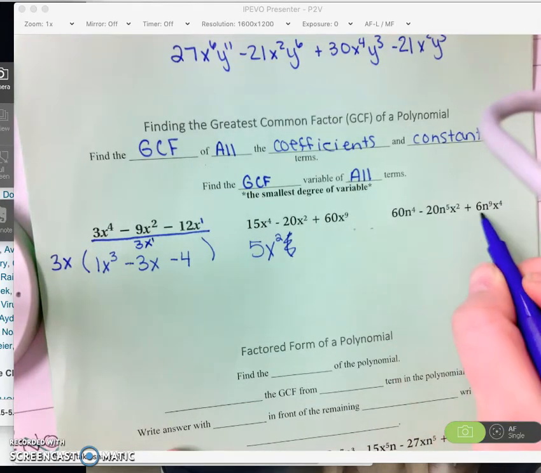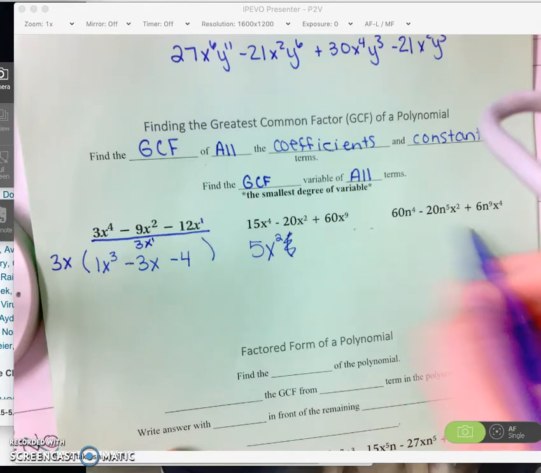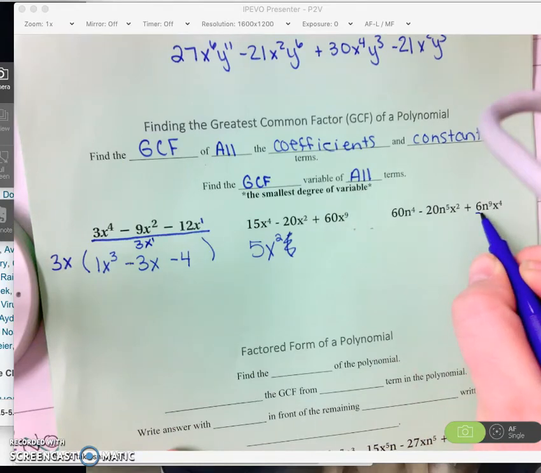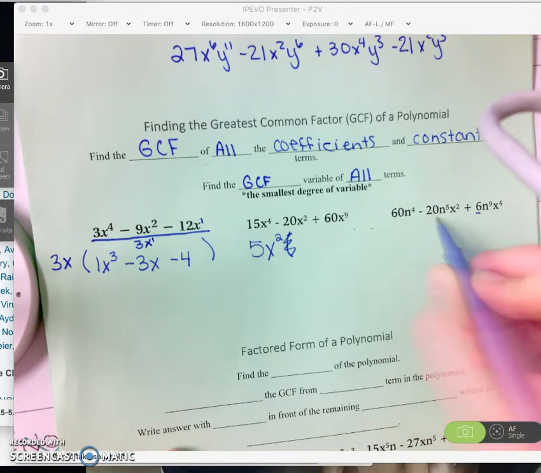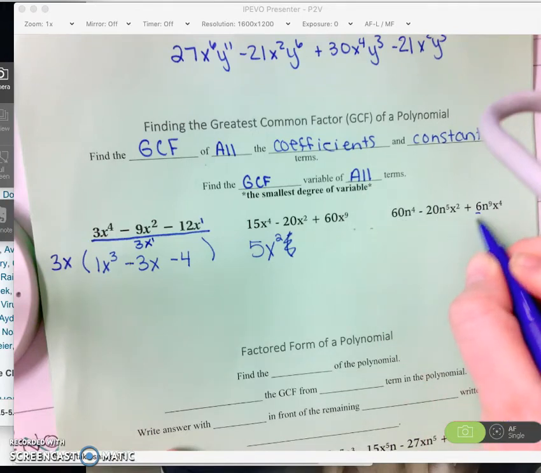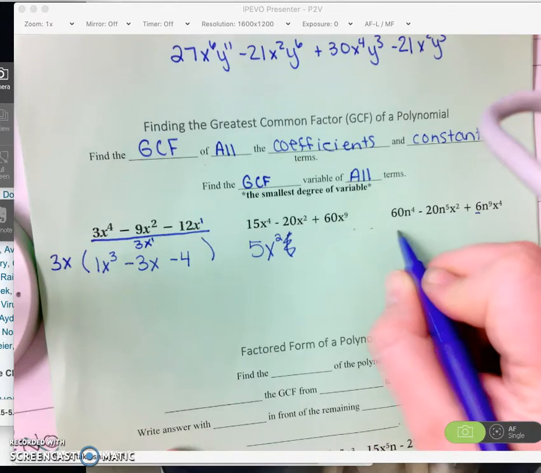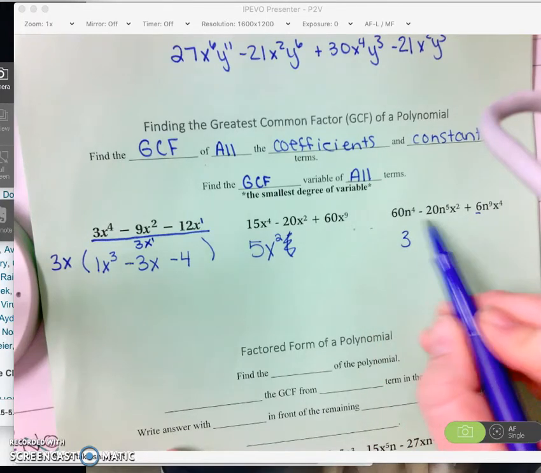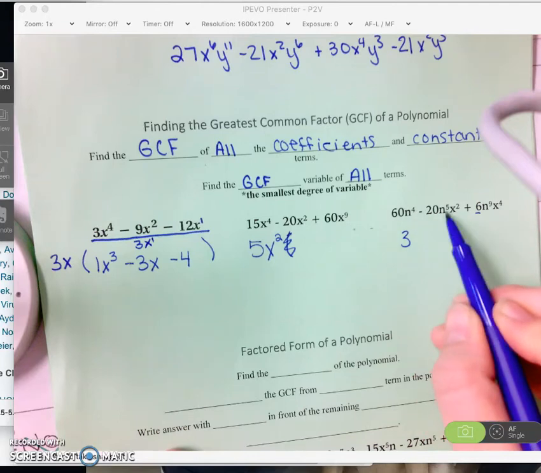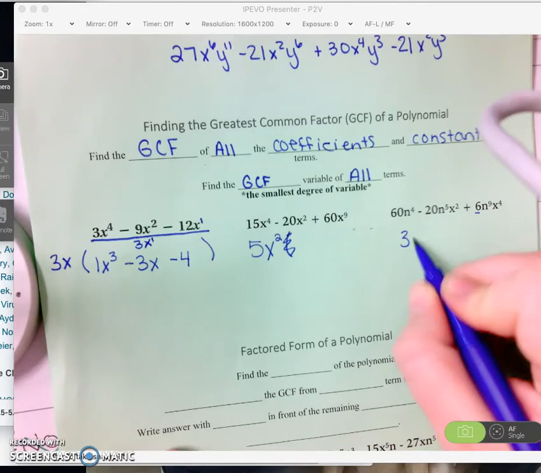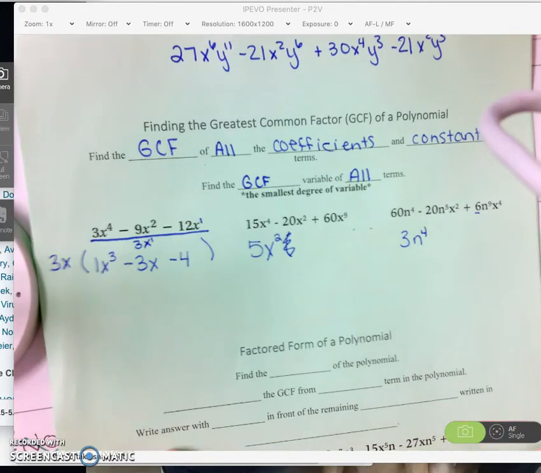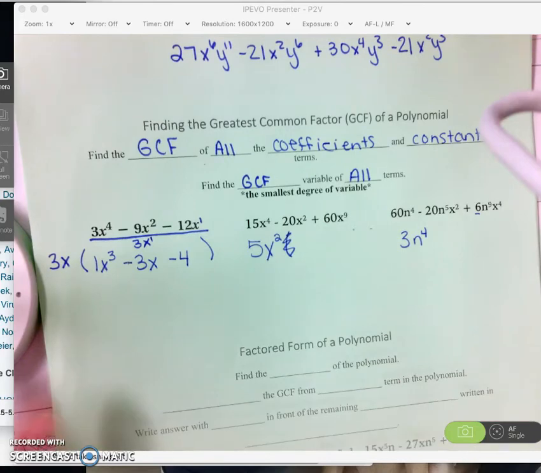Again, looking at 6, I can take 6 out of that one and this one, but 6 can't go into 20. So I would say 3 would be the next biggest one. So 3. And here we have n to the 4th, n to the 5th. We have an x in this one and this one, but not in all of them. So really, I can only take out n to the 4th. So that would be my greatest common factor.